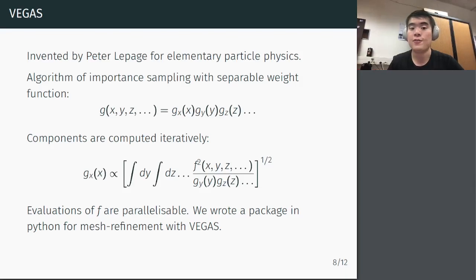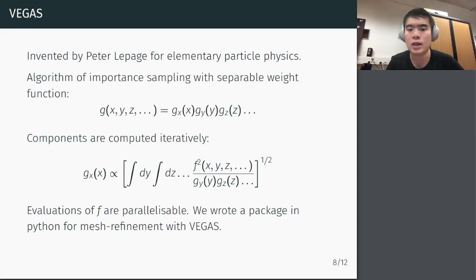We use a mesh-refinement algorithm called Vegas. It was first invented by Peter Lepage for elementary particle physics. It is essentially an algorithm of importance sampling when the function f is more or less separable. We try to approach f with a separable weight function g. The components of weight function g are computed iteratively. In each step, we sample f with respect to g. We take its maximum sampled with the final g obtained through iteration as the estimator.